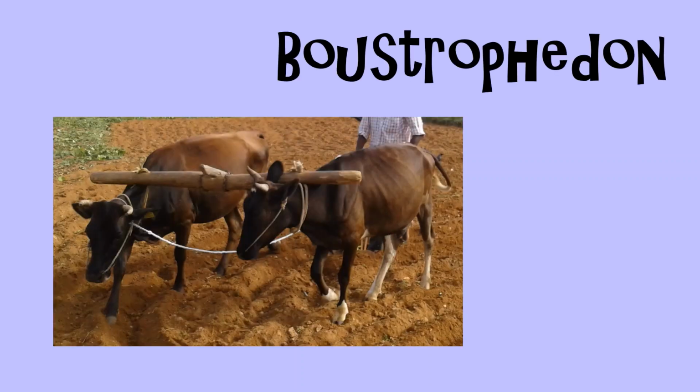We call this kind of writing boustrophedon, which is a Greek word meaning as the ox ploughs. If you think about an ox ploughing a field, it would go up one line, turn at the end, and then come down the next line. That's what it's meant to represent.